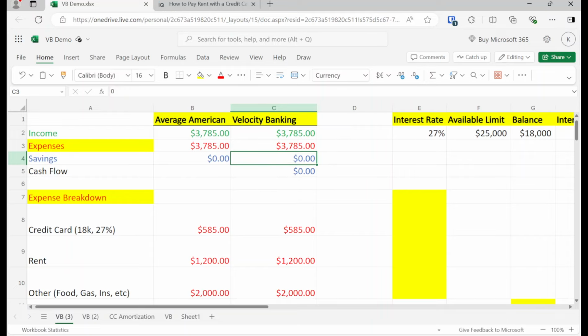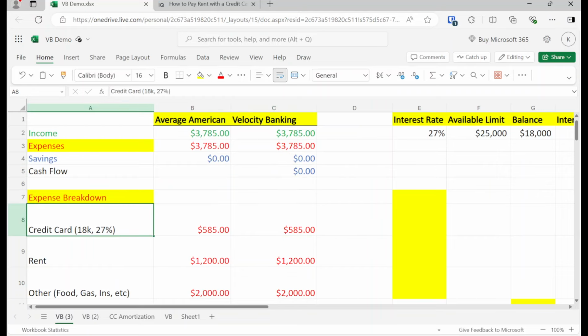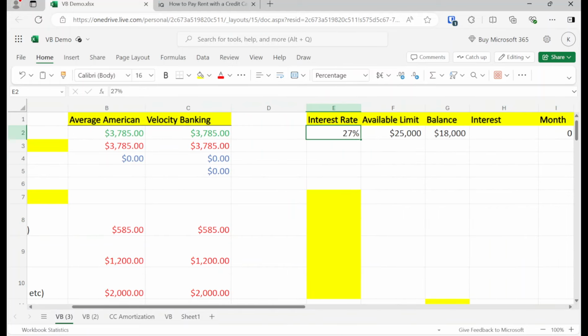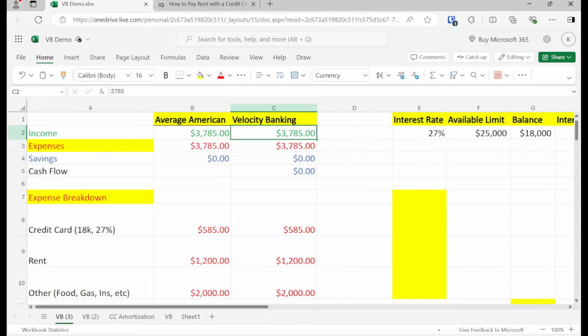Okay, so now the actual strategy itself is that you need a line of credit as your main operating account, and we're going to use this credit card, this $18,000 balance we have on the credit card, as our main operating account. So as you can see, I've written the details of that credit card right here. It's 27%, $25,000 limit, $18,000 balance. And what we're going to do is put our entire paycheck into that line of credit, take our expenses out, and rinse and repeat over and over again, and it'll decrease by our cash flow.